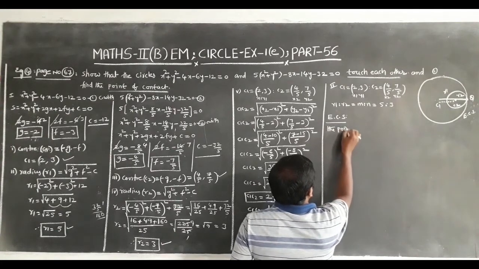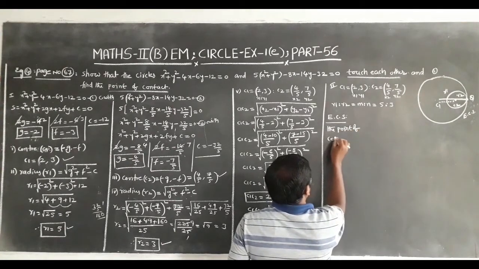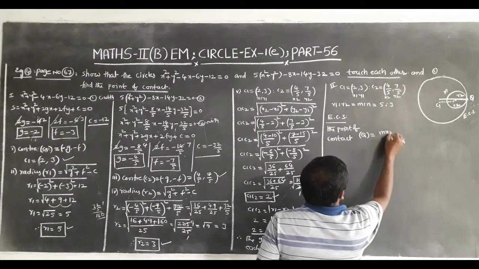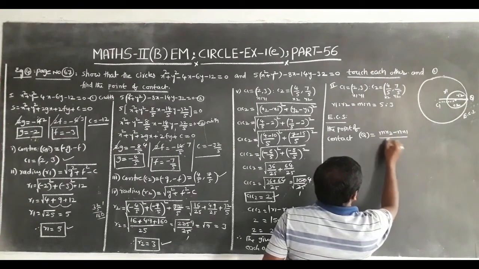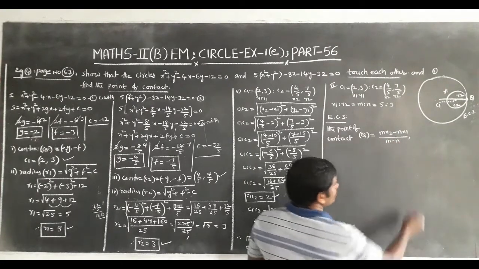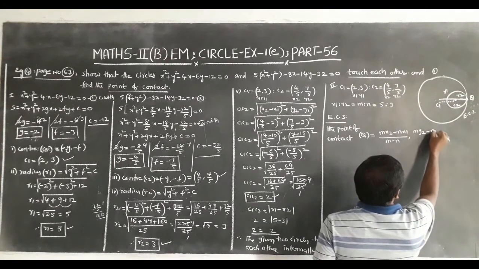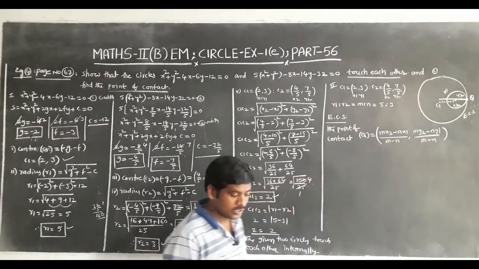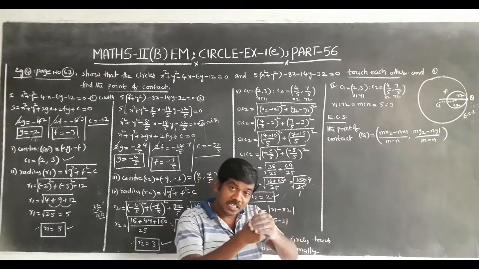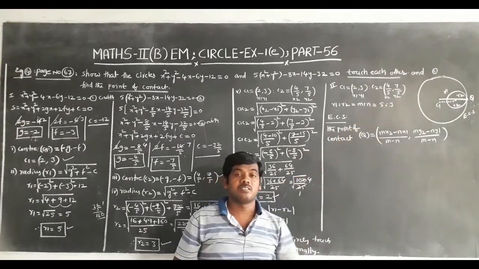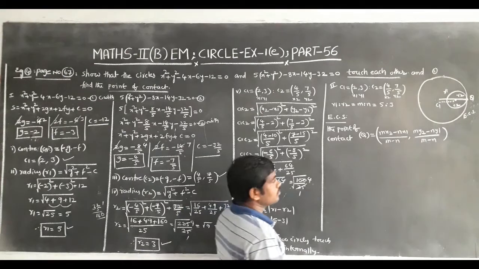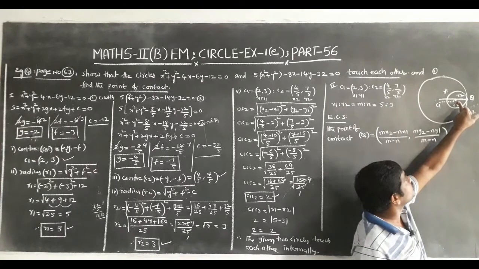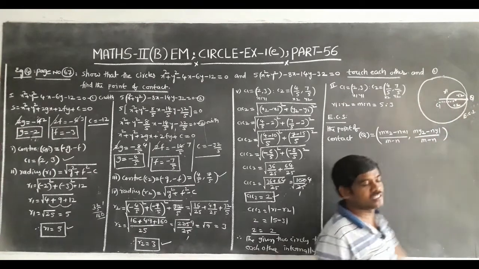The point of contact Q is equal to ((m x2 minus n x1) by (m minus n), (m y2 minus n y1) by (m minus n)). If the two circles touch each other internally, the point of contact is the external center of similitude. Here, Q divides the line segment C1C2 in the ratio R1 is to R2 externally.